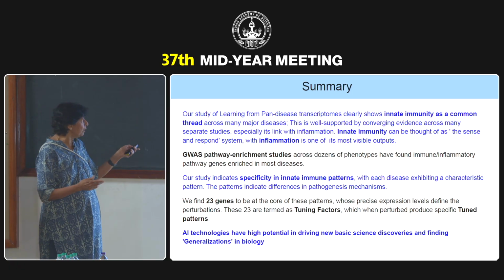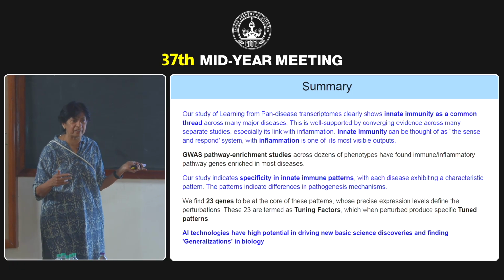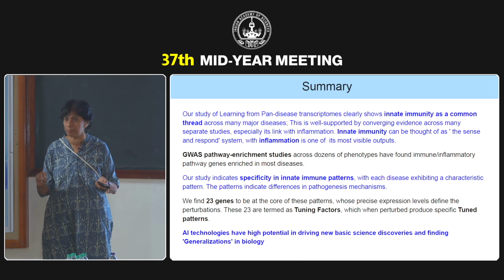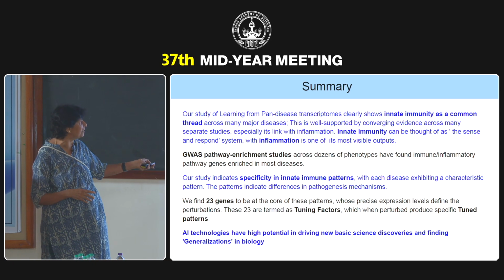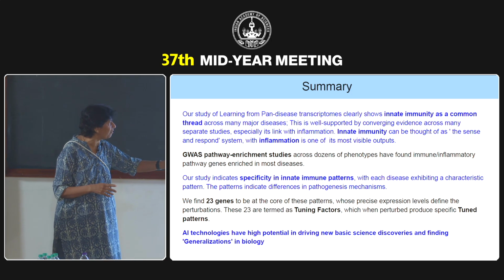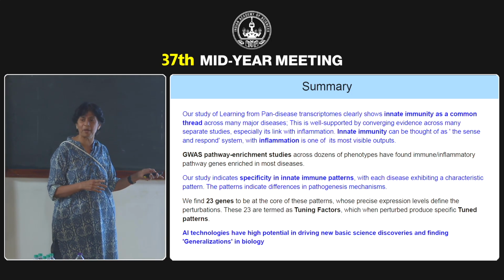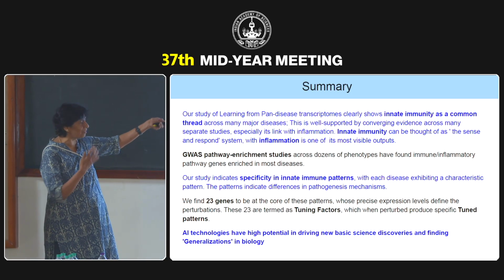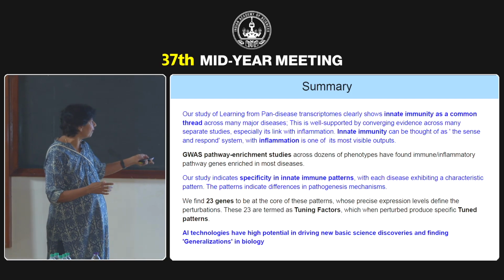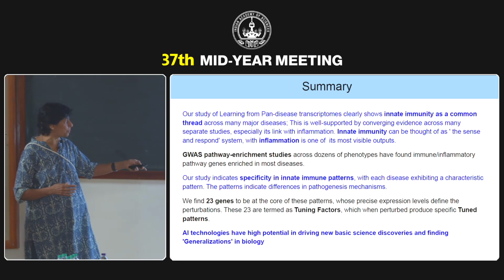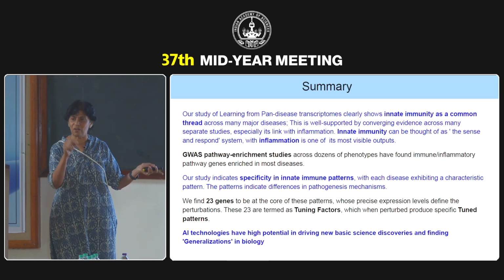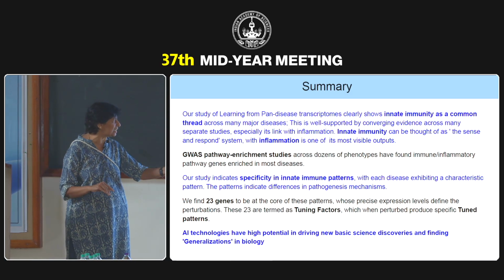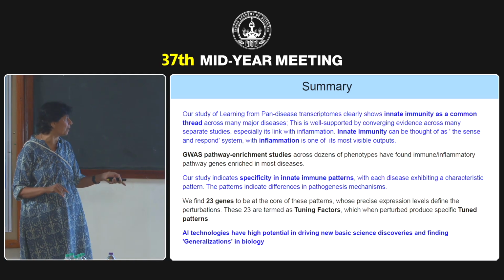Okay? Now, there are GWAS, genome-wide association studies, where you associate genomic changes to transcriptomic changes available for many diseases. And again, we find that immune inflammatory pathways are enriched in almost all diseases, which ties up with the data that we are looking at. So our study does indicate specificity in innate immune patterns, not individual genes, but as a pattern, as a subnetwork, with each disease exhibiting a characteristic pattern.